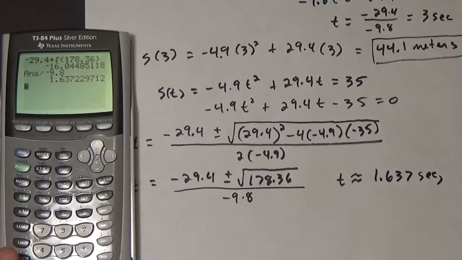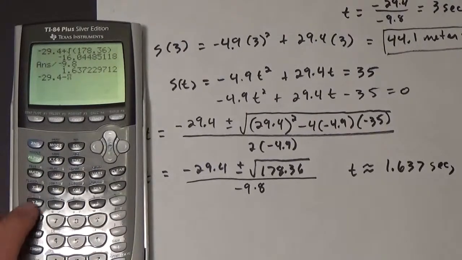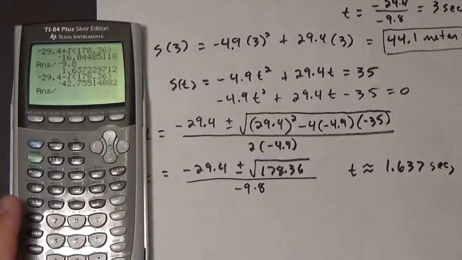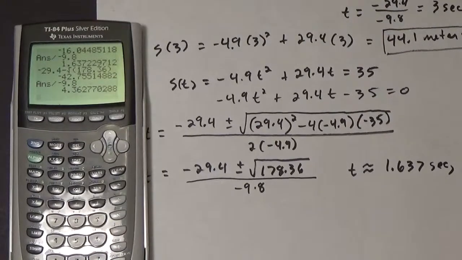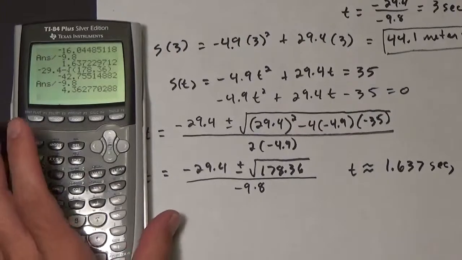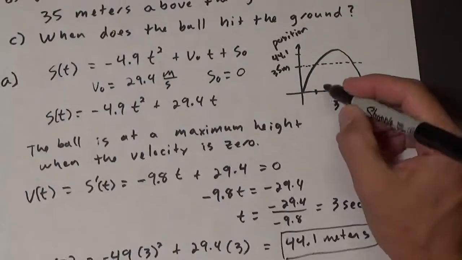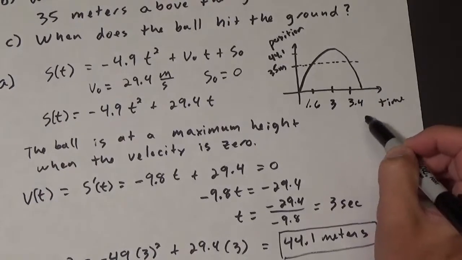And then the other one's going to be negative 29.4 minus the square root of 178.36. And we'll divide that by negative 9.8. And we get 4.363 seconds. Alright, so those are our two times. So going back up here, this would be about 1.6 seconds, and this is 3.4 seconds.